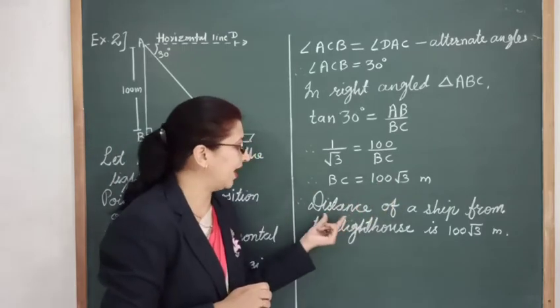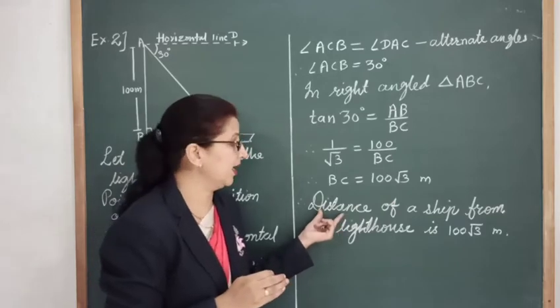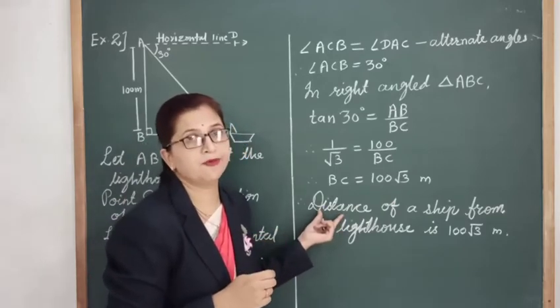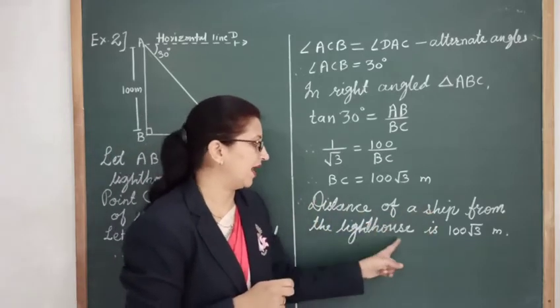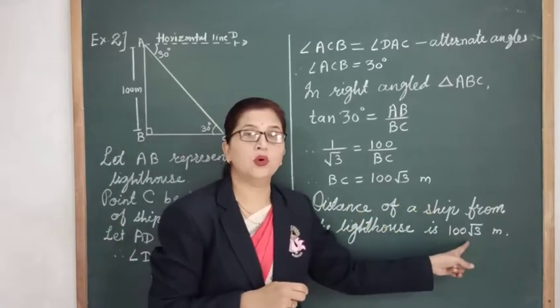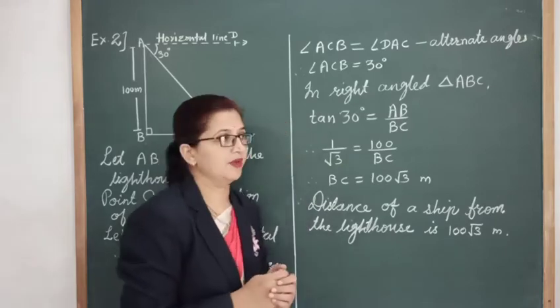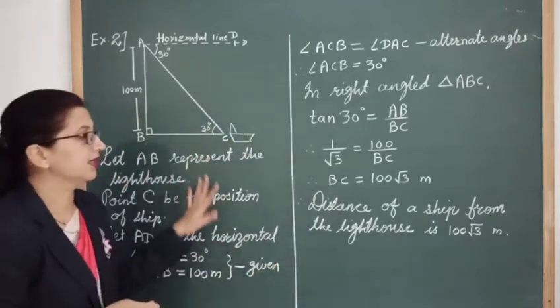Okay. So here we'll write, the question was, what is the distance of the ship from the lighthouse? So we have to write the answer. Distance of the ship from the lighthouse is 100 root 3 meter. Okay. I hope it's clear to you.